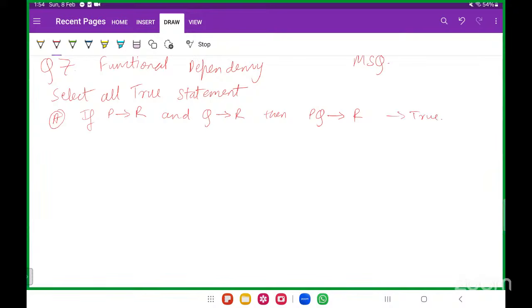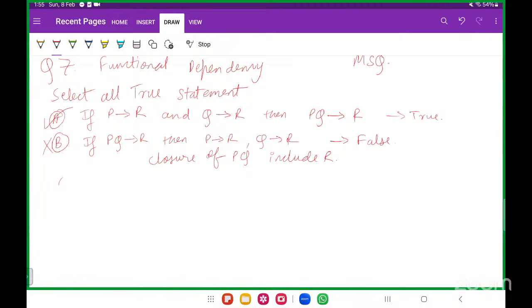Second one is: if PQ derives R, then P derives R and Q derives R. This is a false statement. The closure of PQ includes R, but P need not include R, and Q need not include R either. So the second is a false statement.